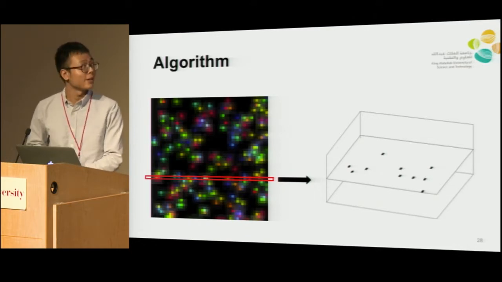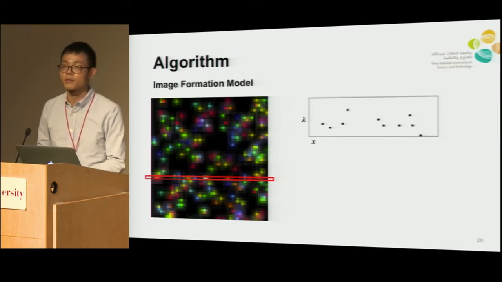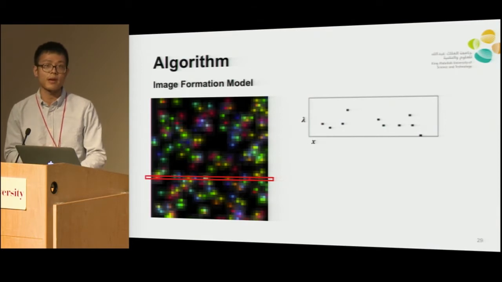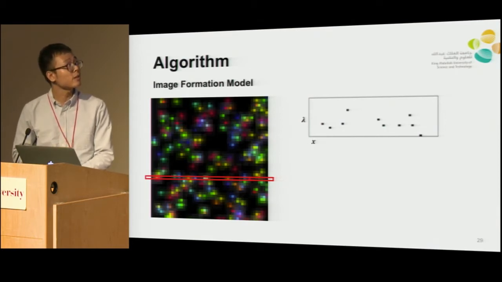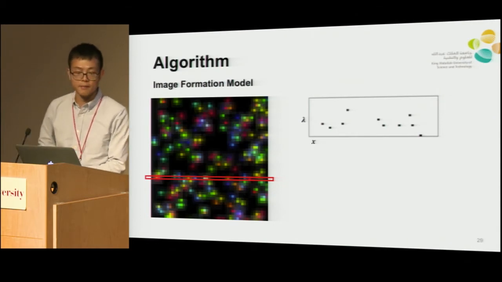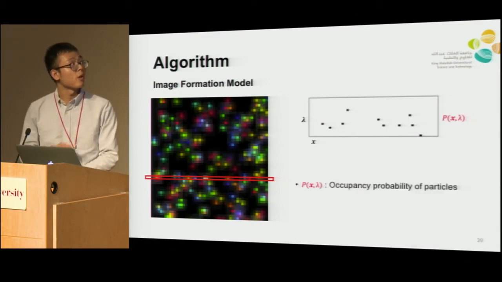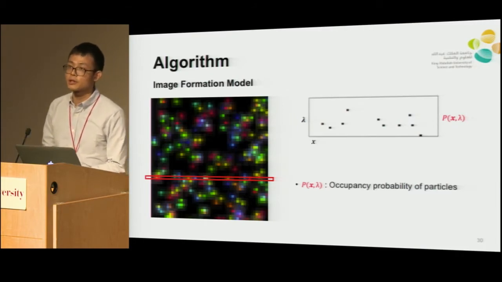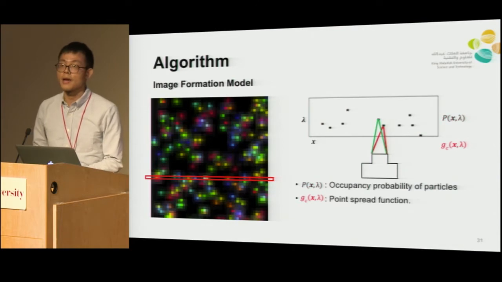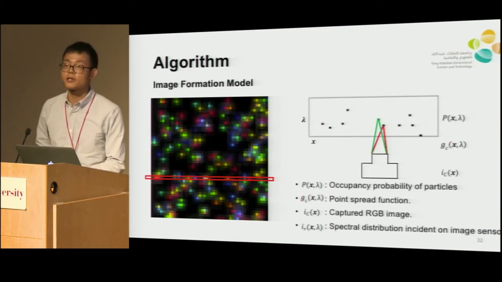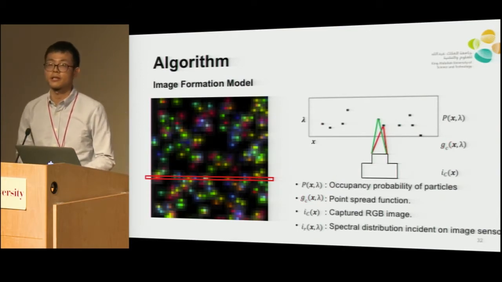In order to do so, the image formation model should be introduced. In the model, the particle distributions are expressed by a 2D spatial location denoted as X and 1D wavelength information denoted as lambda. And we model the existence of the particles as a function of occupancy probability. We model the imaging process as a set of point spread functions. And we then define the captured image and the spectral distribution respectively.